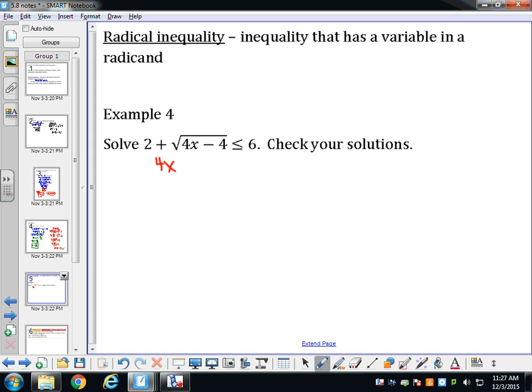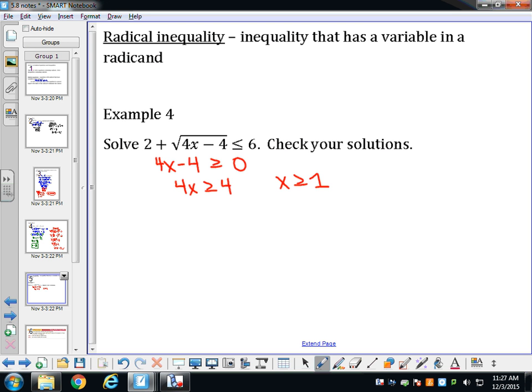So 4x minus 4 must be greater than or equal to 0. So I have 4x must be greater than or equal to 4. So x must be greater than or equal to 1.